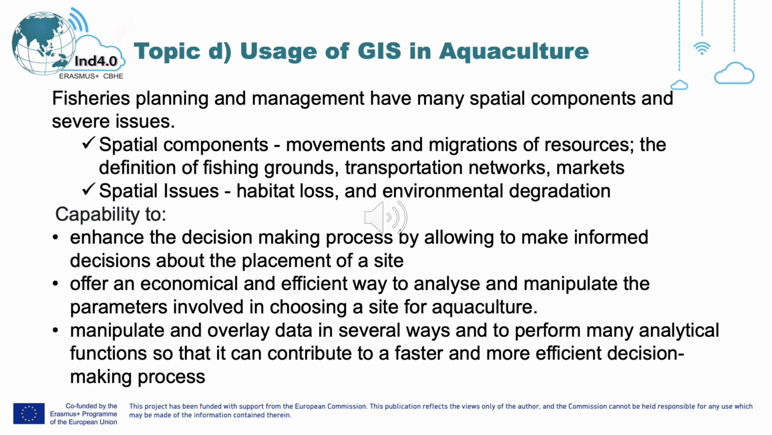GIS can enhance the decision-making process by allowing the aquaculturist to make informed decisions about the placement of a site. GIS offers an economical and efficient way to analyze and manipulate the parameters involved in choosing a site for aquaculture.